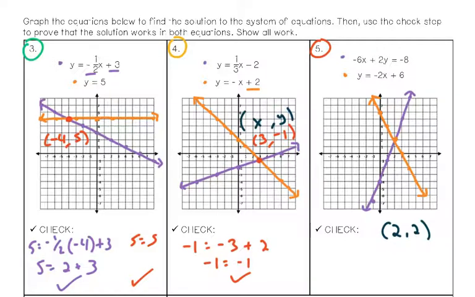But what do you need to know from today? How to graph equations like these two, the green and the yellow problems. Can you graph these two lines and find the point where they intersect? If you can graph a system of equations and you can find their solution.